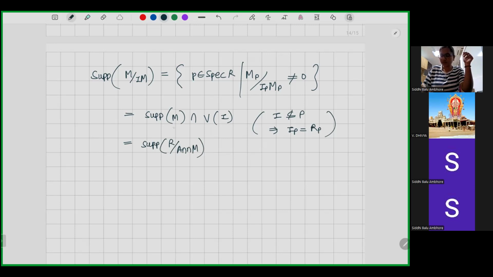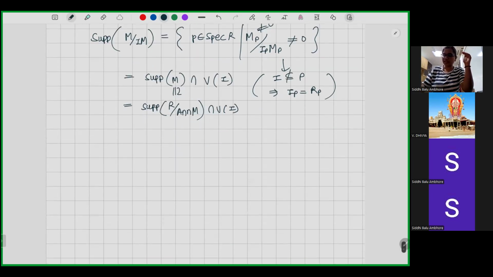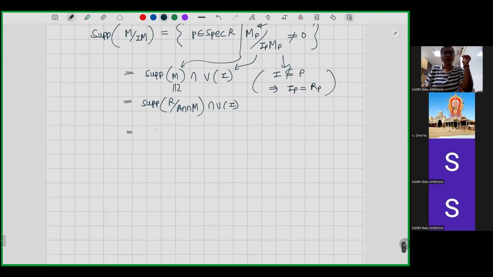This you can check, okay? This isomorphism is always there. Intersection V of I. For this to be non-zero, we have to have these two conditions. This M_P must be non-zero and this must be non-zero. This entire thing must be non-zero. For this entire thing to be non-zero, it should satisfy this condition, because if this blows up to the whole ring, then we are not getting what we wanted. The support has to be non-zero. There are two conditions which need to be satisfied here. One of them gives us this and the other one gives us this. Please understand this.